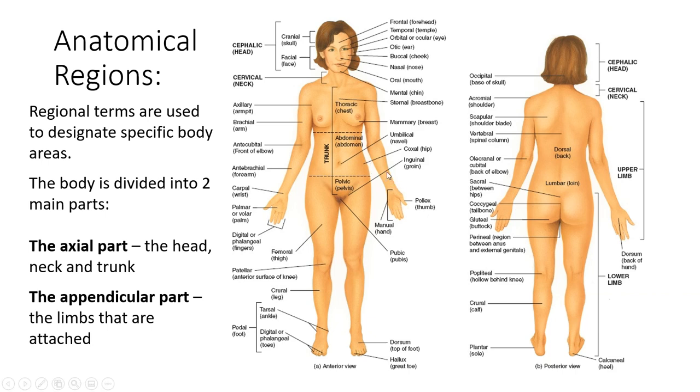Our forearm would be antebrachial. Our arm, or the upper arm, would be brachial. So this is a tedious process to become familiar with sternal versus breastbone, mental versus chin. I will provide you with a virtual activity that will assist you in becoming familiar with these terms.